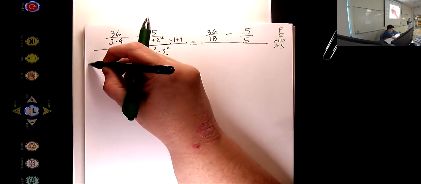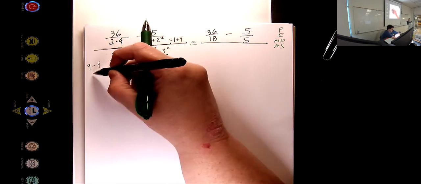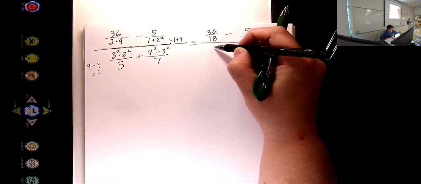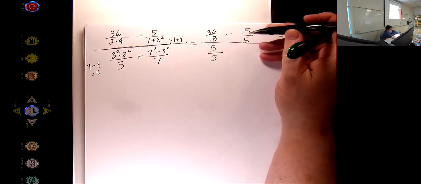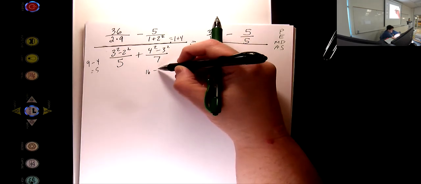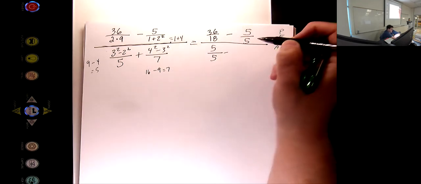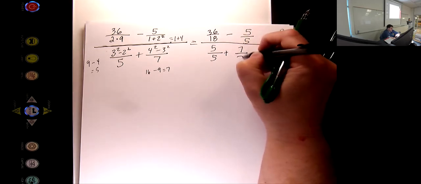And over here, I've got 3 squared is 9 minus 2 squared is 4. So 9 minus 4 is 5. That'll be the top half of this fraction over here. And then I've got 4 squared is 16 minus 3 squared is 9, so that's 7. So I've got 7, look, that's a plus, 7 over 7 there.